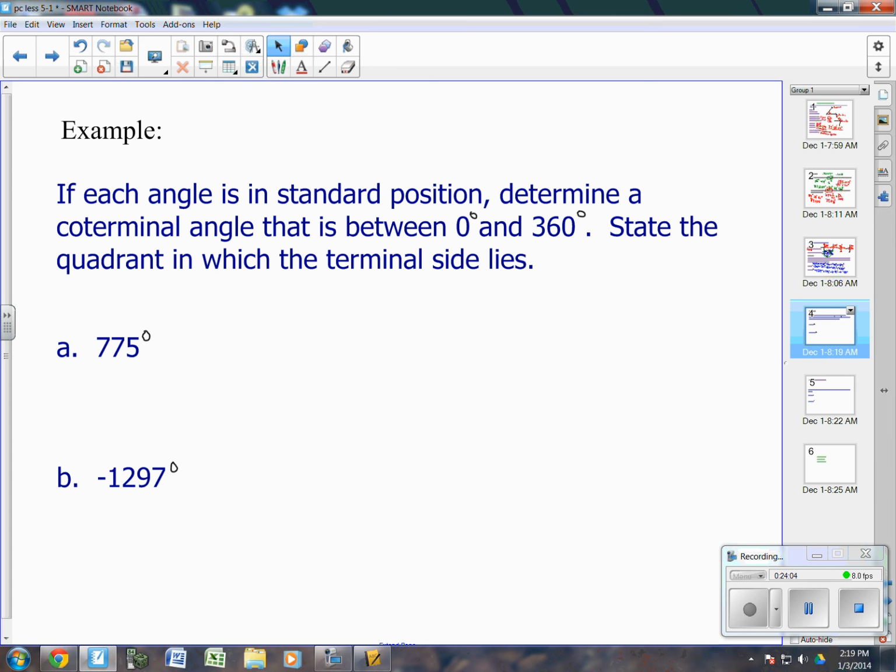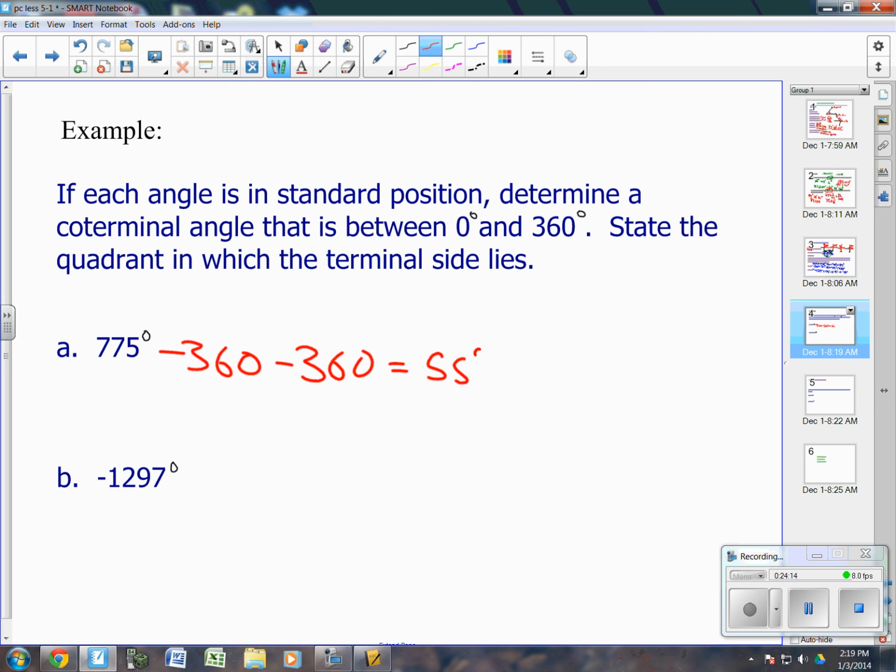How did you do that? Minus 360 twice, right? Minus 360, and you got what? 55 degrees. Okay? So you keep minusing 360 until you get an angle between 0 and 360. Now, on your test, I'm going to ask the question a little bit different. I'm going to say, find a least positive angle coterminal to 775. A least positive. Least means smallest, but it has to be a positive number. So in other words, it has to be a number between 0 and 360. Got it?